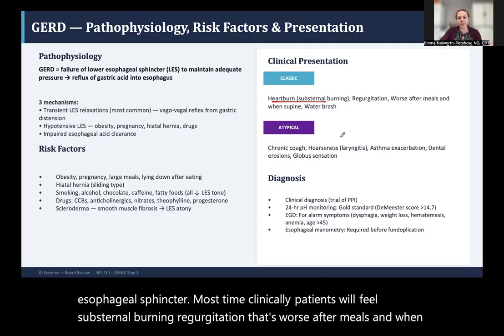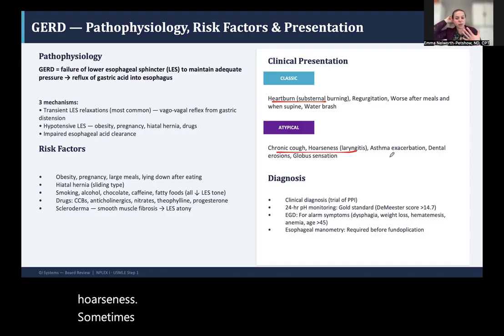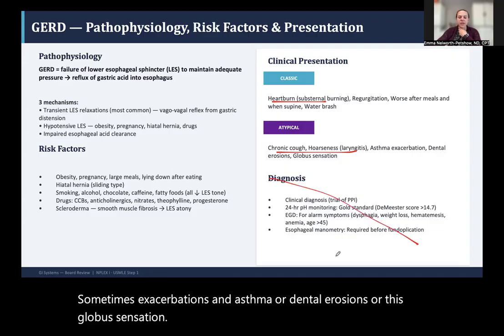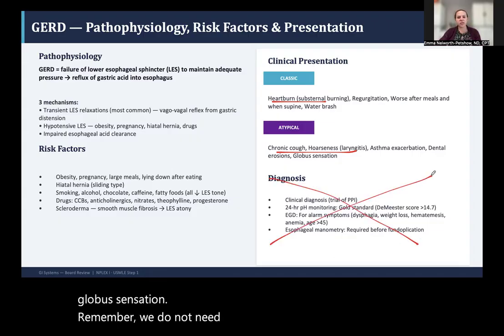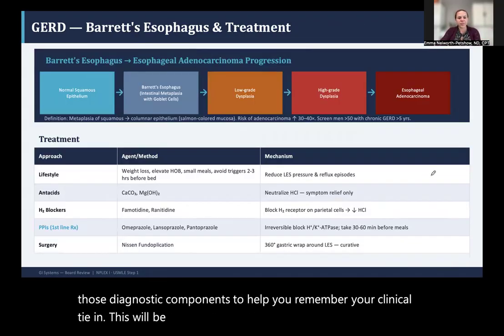Atypical symptoms could be a chronic cough or hoarseness, sometimes exacerbations in asthma or dental erosions or this globus sensation. Remember, we do not need to diagnose, so this is just tying in those diagnostic components to help you remember your clinical tie-in. This will be more helpful for NPLEX 2.